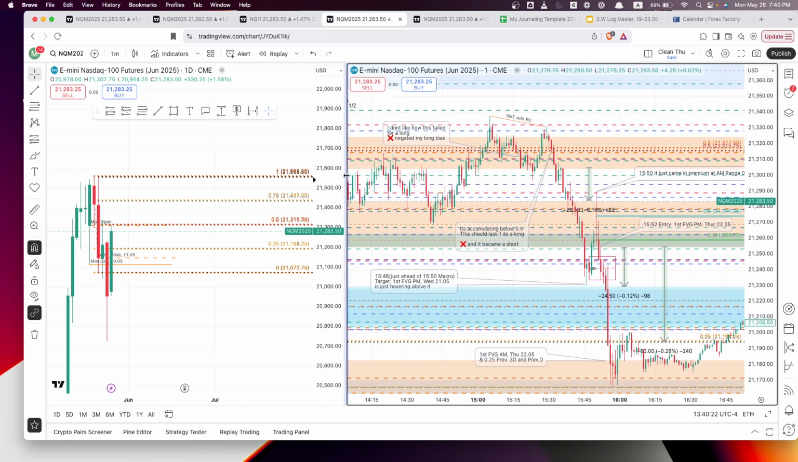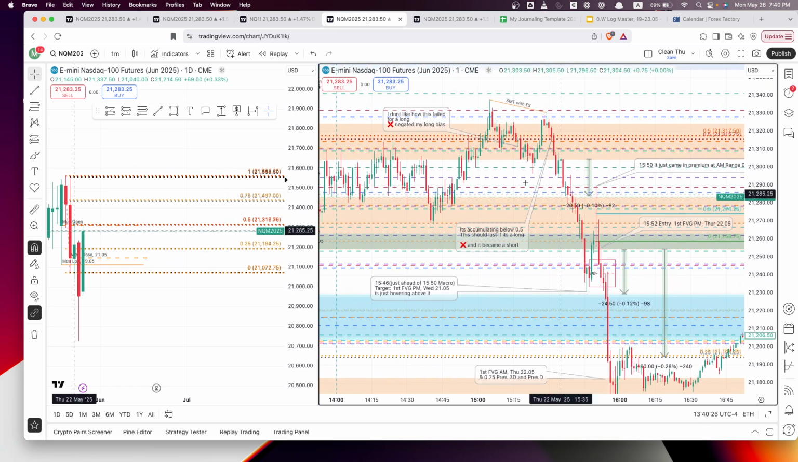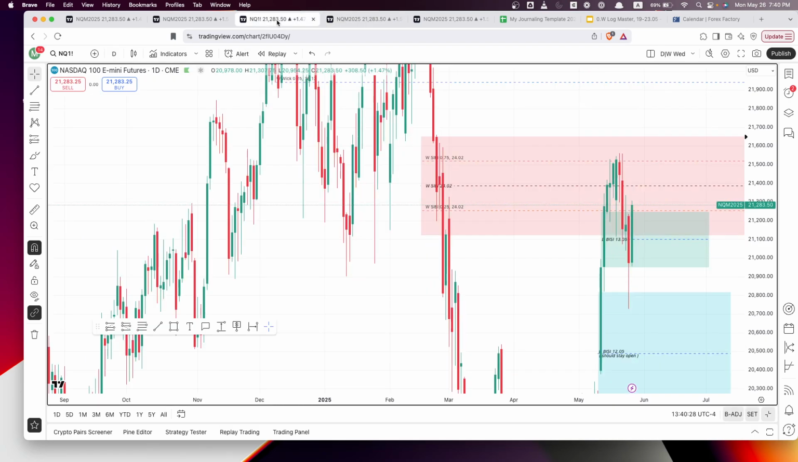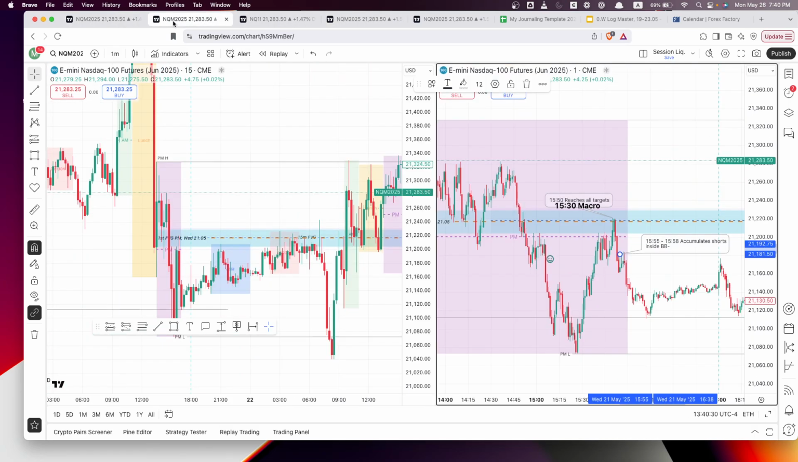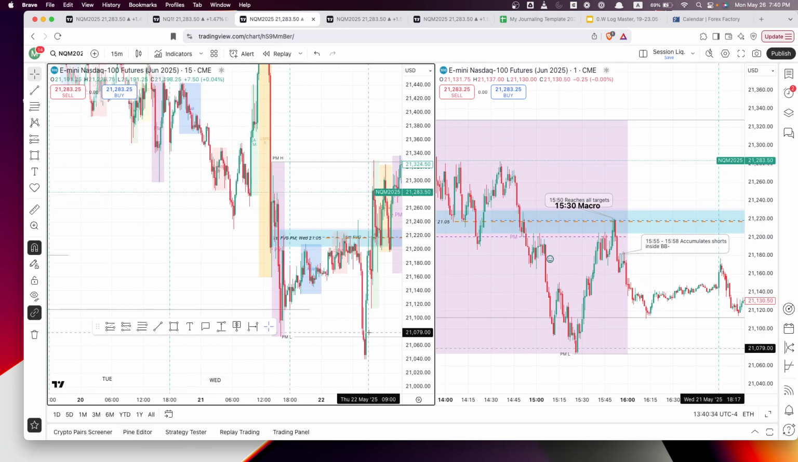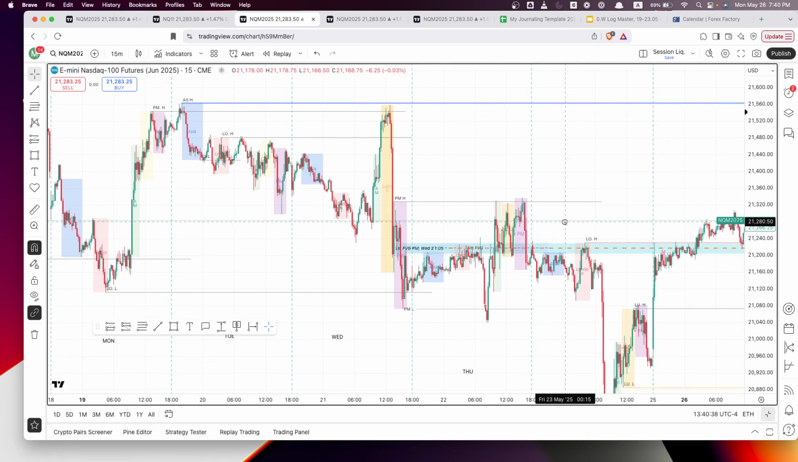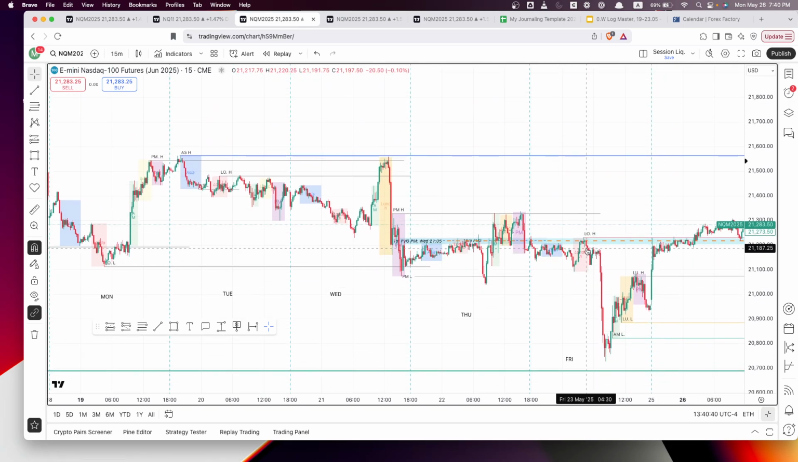This was another really nice trade, even though I was looking for a long here because we had a lot of session liquidity. If we look on the 15 minutes, this was Thursday, and we went a lot down.